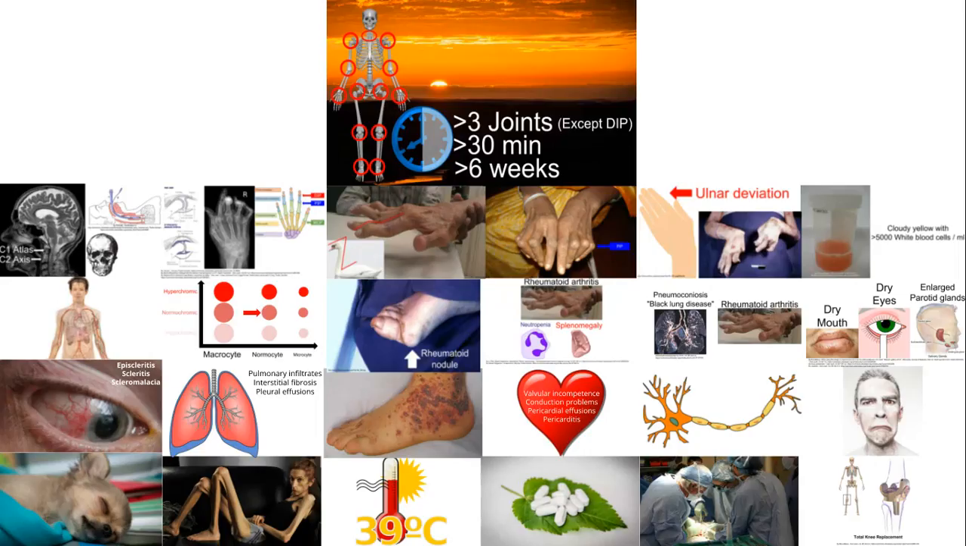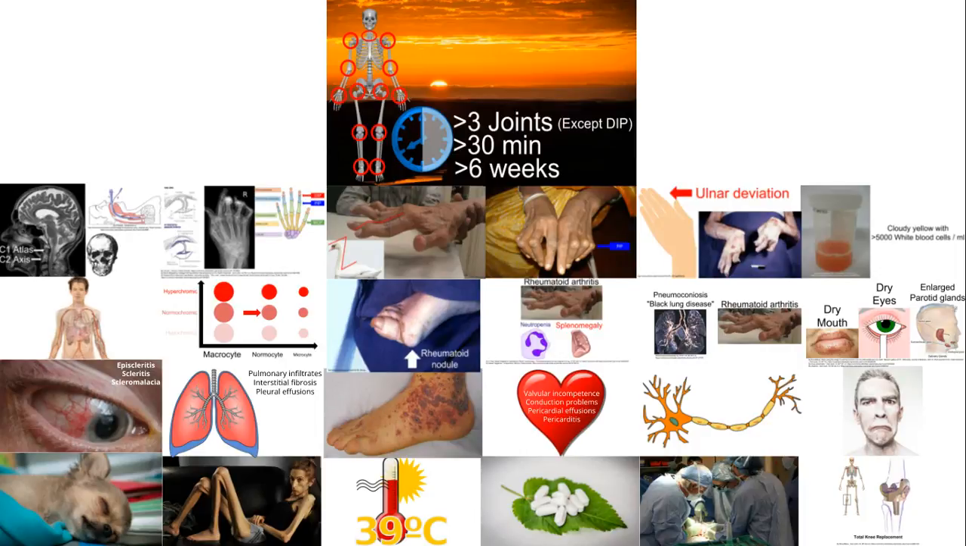So in summary, we can say that we have these pictures now, which is combined of all the pictures that I mentioned in this presentation. And we can see that the first thing that we have to remember is that it affects more than 3 joints for more than 30 minutes for more than 6 weeks, except the distal interphalangeal joints. It affects in a symmetrical fashion, meaning it can affect wrists, elbows, shoulders, the hip, the knee, the ankles, and so on.